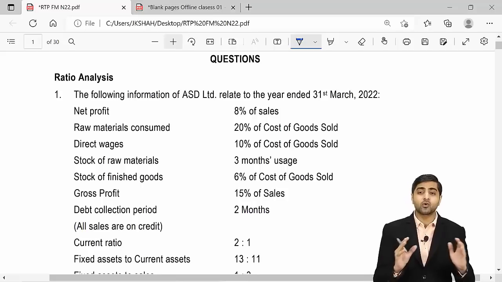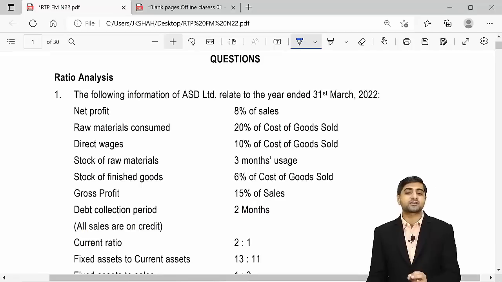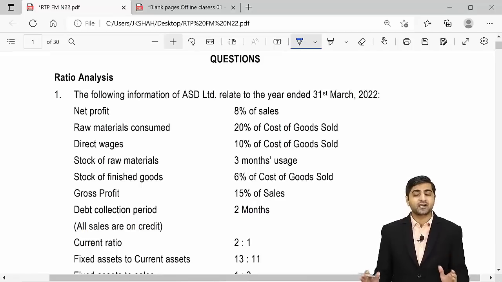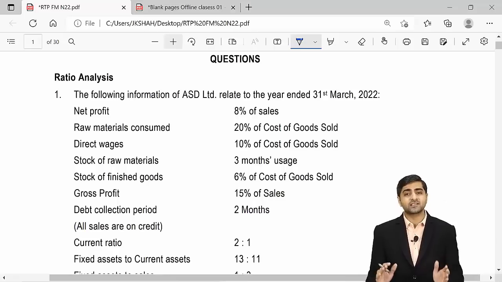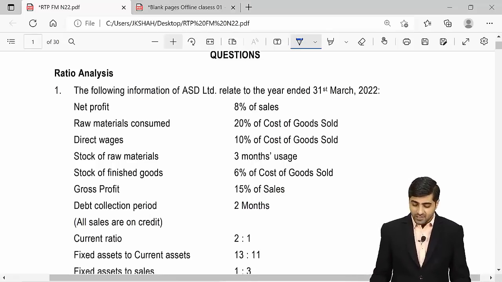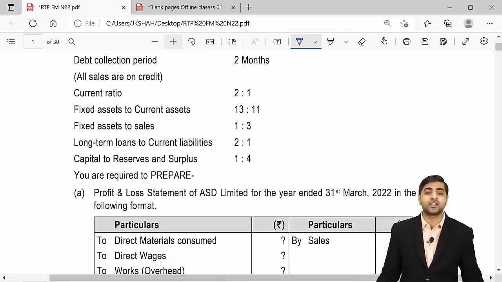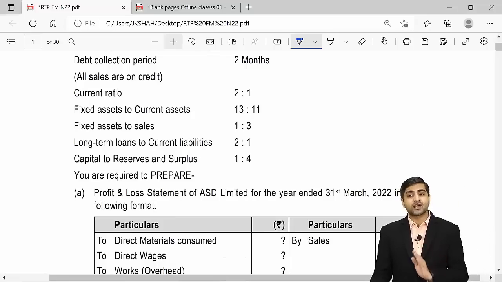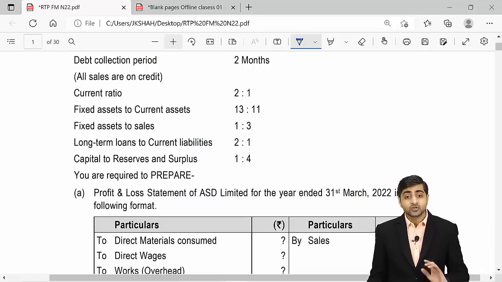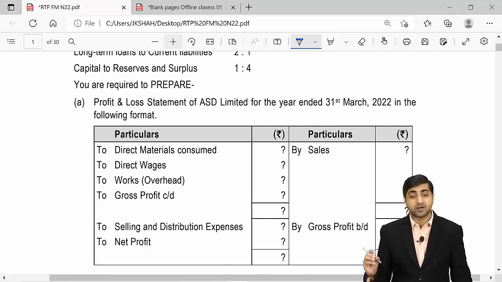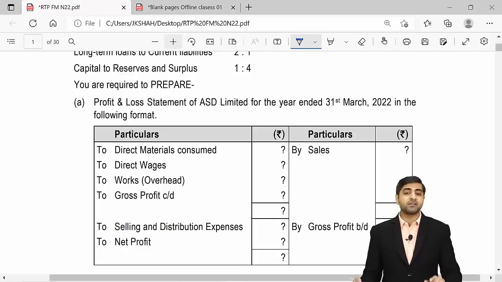So we have the raw material holding period available. Then we have stock of finished goods, which is 6% of your COGS. Gross profit is 15% of sales. Debt collection period is 2 months and all the sales are on credit basis. Current ratio is 2:1 and fixed assets to current assets is 13:11. Long-term loans to current liabilities is 2:1 and capital to reserves and surplus is 1:4. You are required to prepare the profit and loss statement of ASD Limited for the year ended 31st March 22 in the following format.